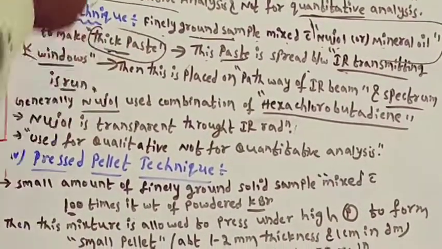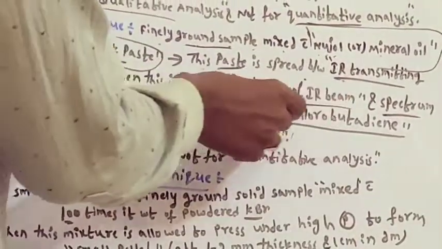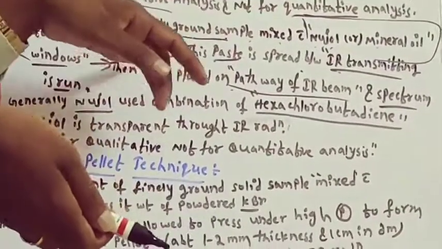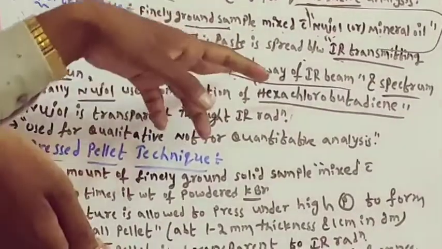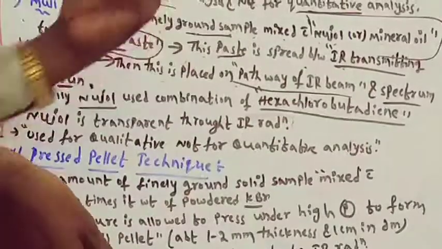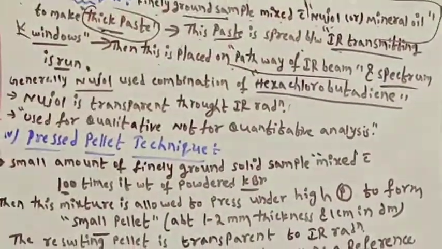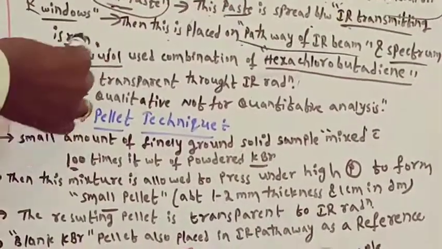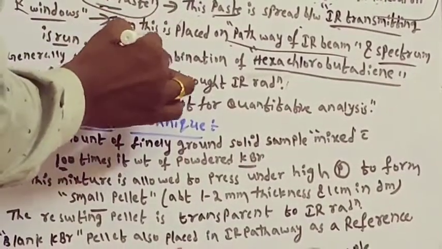After spreading, the IR transmitting windows are placed on the pathway of the IR beam in the instrument. Then the spectrum is run, meaning radiation will fall onto the sample, and then we will get the spectrum.